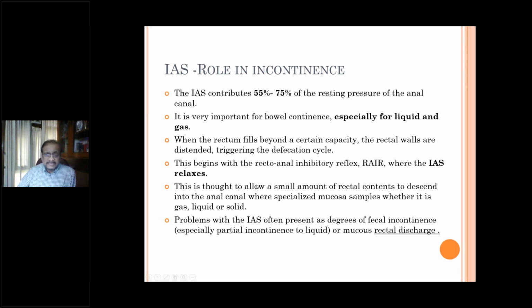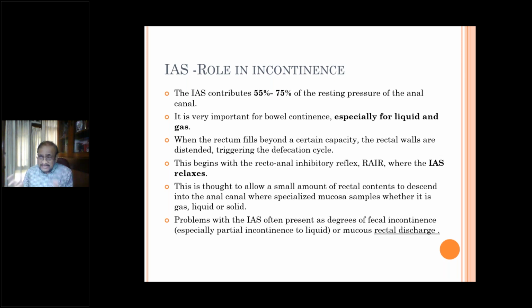Now, the IAS doesn't relax fully. It just sends a sample of fecal content to the anus. See, this is the anal canal where specialized mucosa samples what? Whether the fecal mass is actually gas, liquid or solid. So that is basically a sampling mechanism by partial relaxation of the IAS as soon as bulk arrives in the rectum. Is that clear? Bulk arriving in the rectum, the anus has to sample what it's getting. It samples whether it is gas or whether it's liquid or solid.